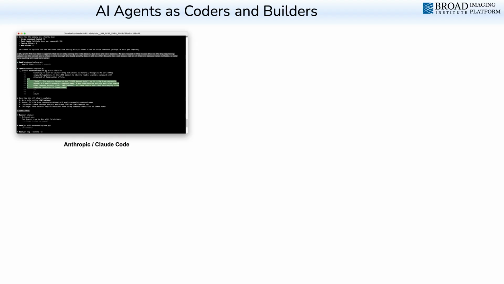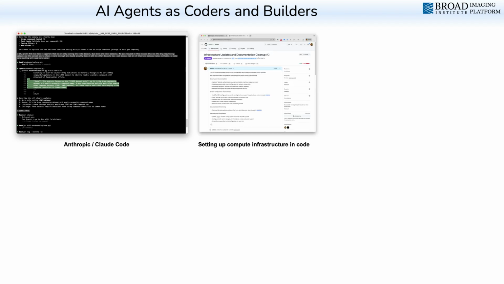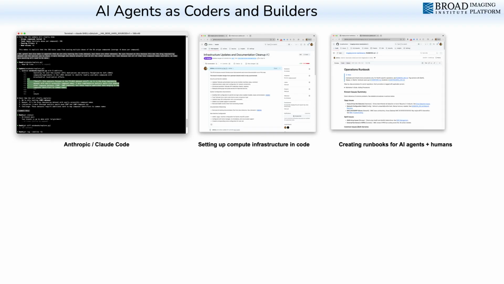I'm personally very bullish about AI agents as coders and builders for science. Claude Code is our workhorse right now in our lab. Claude Code is a really powerful agentic coding tool that we have found to be very useful. I'm going to put up these slides so maybe you can go and look at these repos yourself. I've personally used it to come up with computer infrastructure in code, and created these runbooks for our servers that are not just for humans. Actually, it's really more for AIs to use.